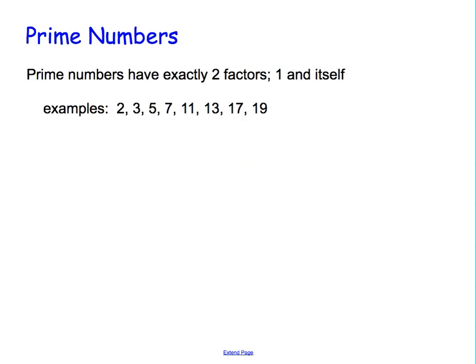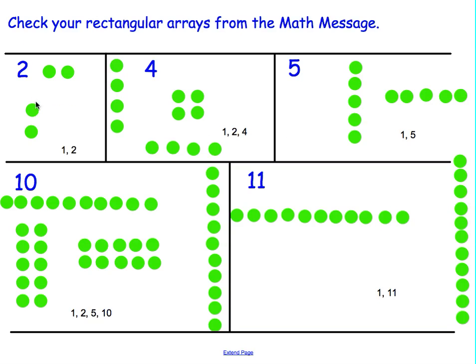And first, let's talk about prime numbers. Okay, we're going to put down the definition for prime numbers. Prime numbers have exactly 2 factors, 1 and itself. Prime numbers have exactly 2 factors, no more than 2, no less than 2. Those factors are always going to be the number 1 and itself, whatever the number is. So for example, if we look at the number 2, it has exactly 2 factors, 1 and itself, 1 and 2. Therefore 2 is a prime number.